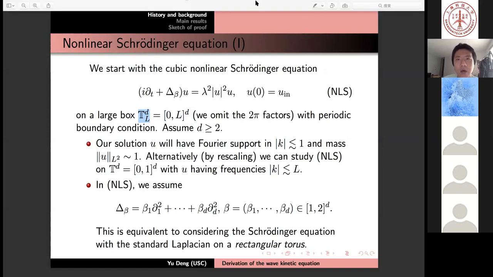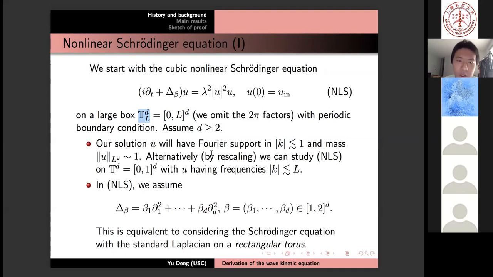So when L goes to infinity, this becomes the continuum. Here, if you want, we can do a rescaling of the equation so that the initial data lives on the standard unit torus, and that is okay.